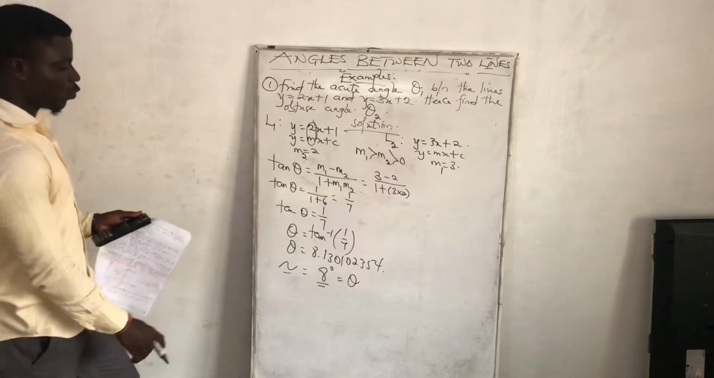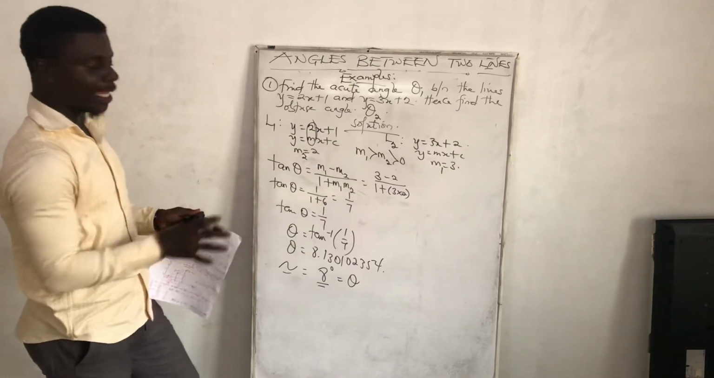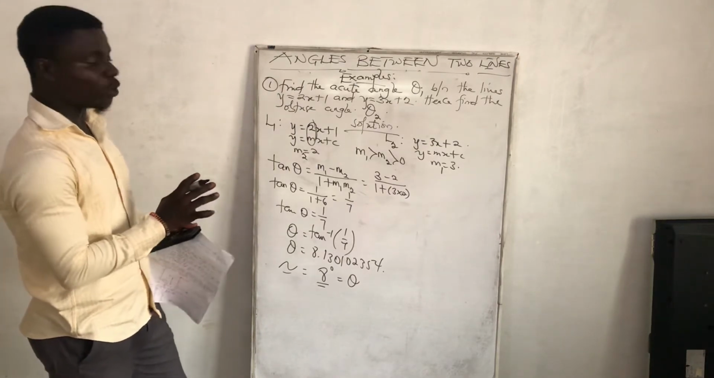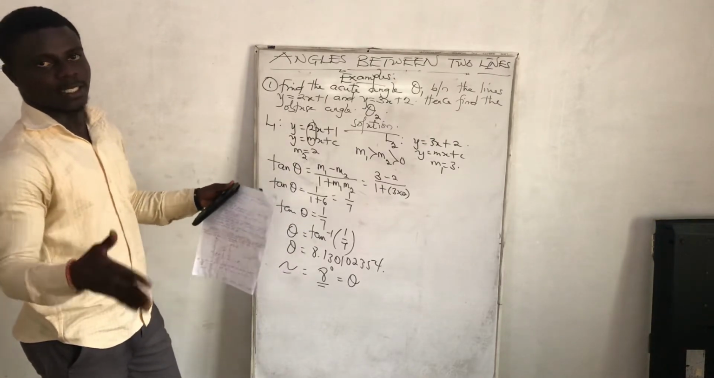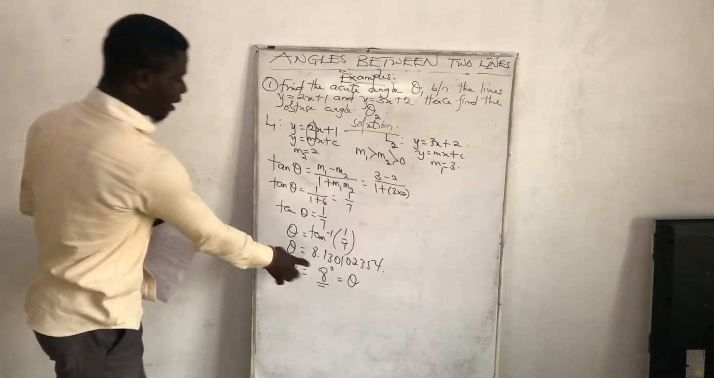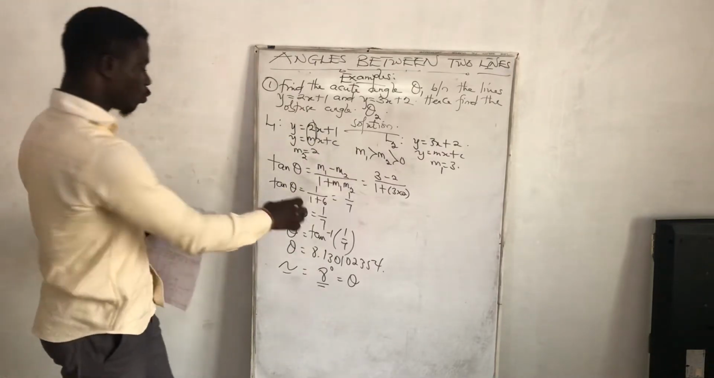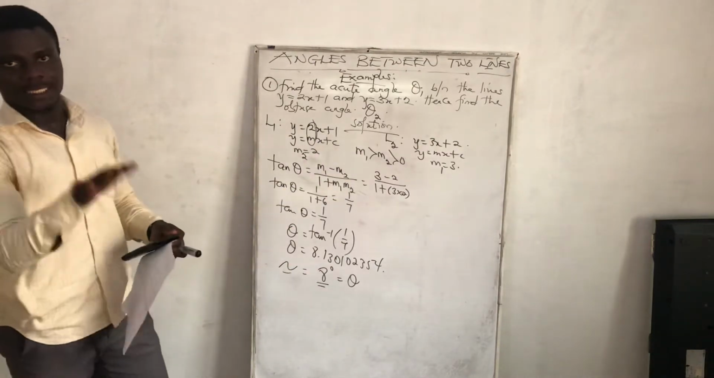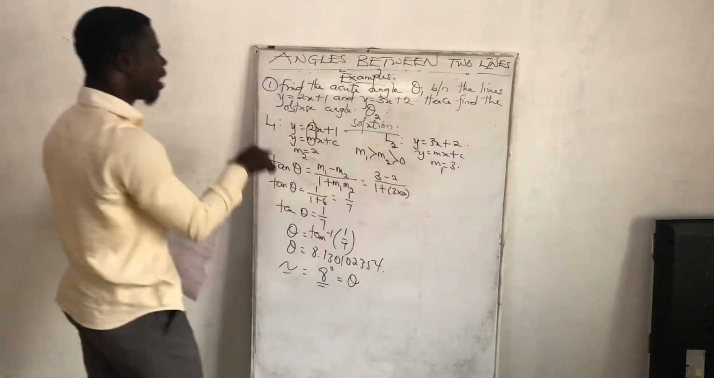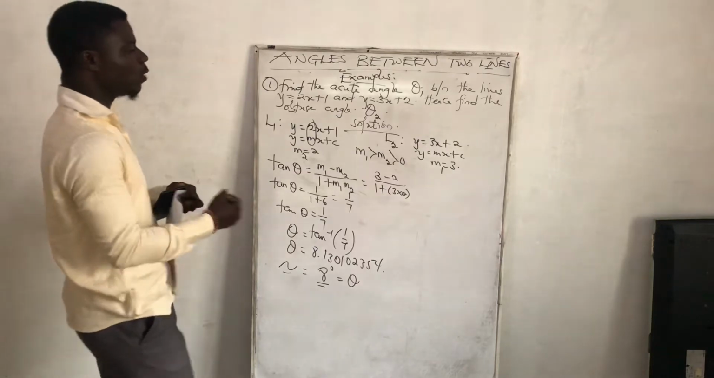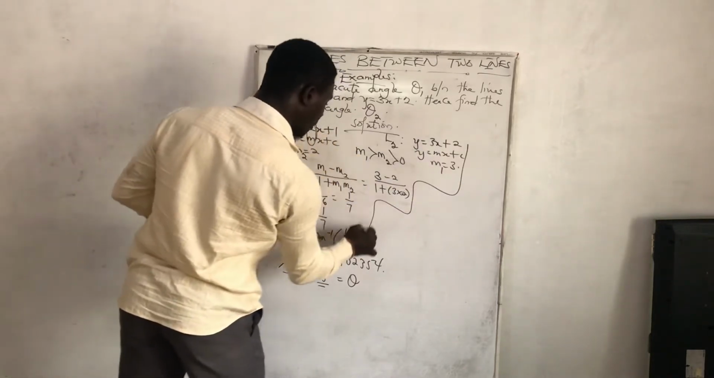So this is the acute angle. That's the acute angle because it's in between 0 degrees and 90 degrees. This is greater than 0 and it's also less than 90 degrees. So that's an acute angle. Now, the question says, hence, find the obtuse angle. So how can we find the obtuse angle?